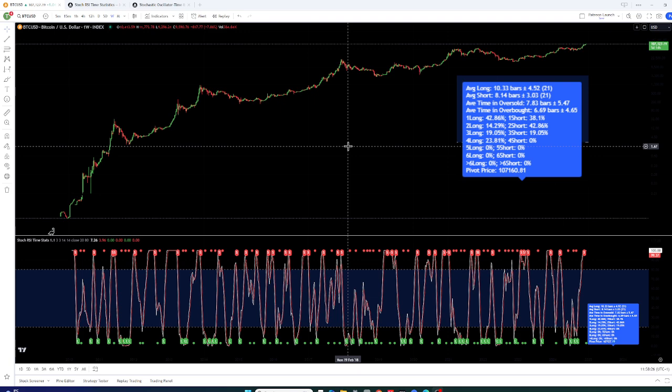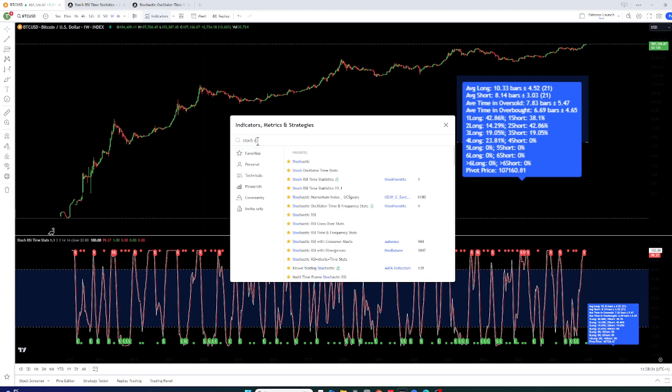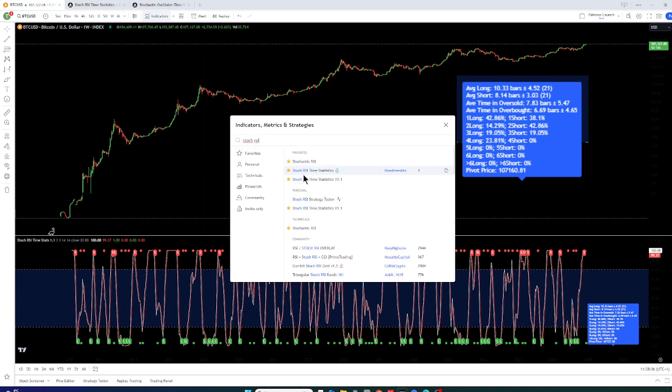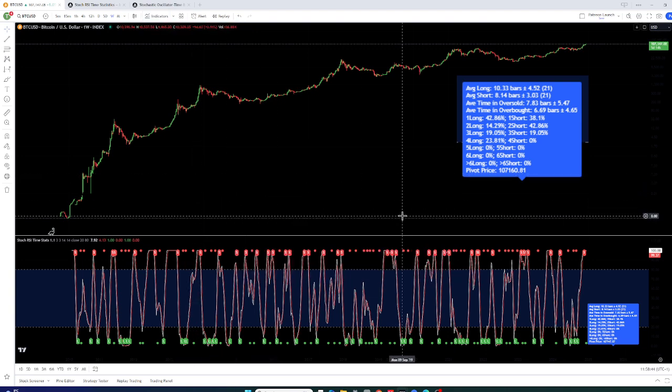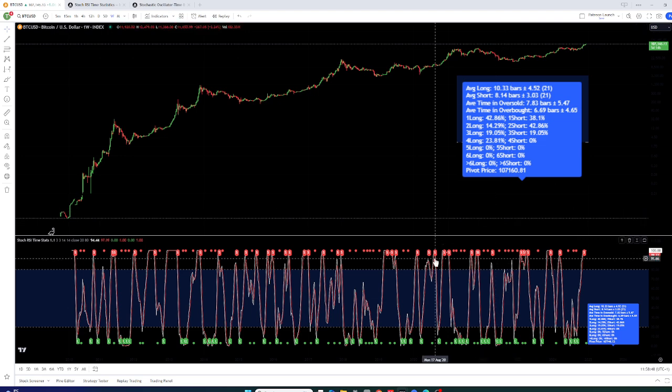So firstly, to find the indicator on TradingView, I'm going to go to indicators and type in Stochastic RSI, and it'll pop up Stochastic RSI time statistics by the other Otto. Now I've already got it up on screen here, and let's maybe just reflect on what the Stochastic RSI tells us in the first place.